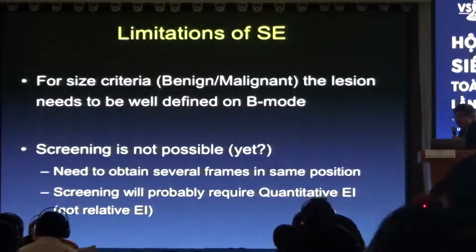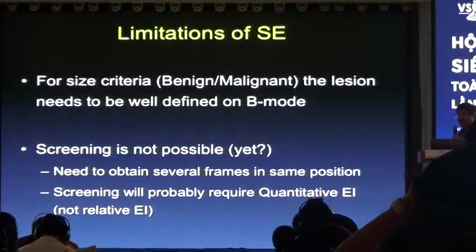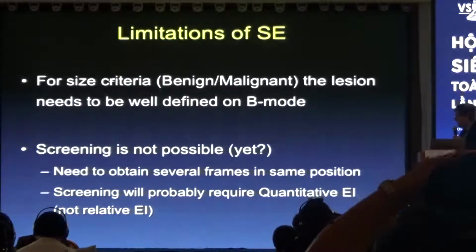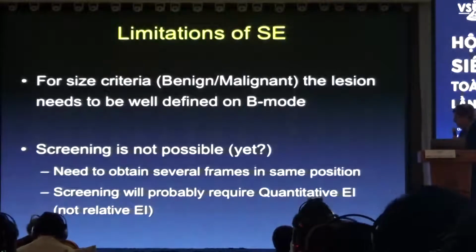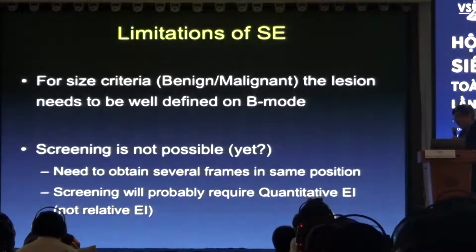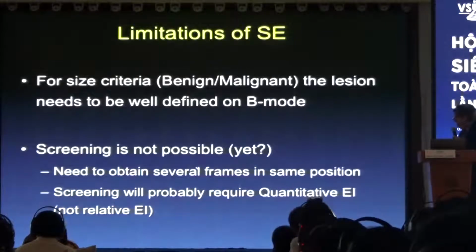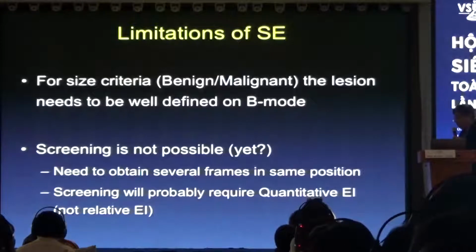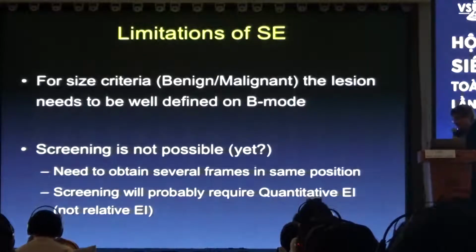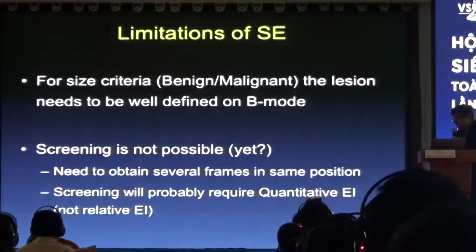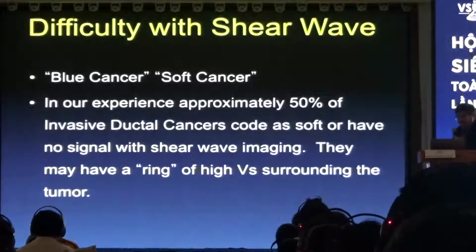And oftentimes with DCIS, or invasive lobular cancer, we don't see the lesion very well on B mode, and therefore we sometimes can't use this. And we'll talk about using shear wave in conjunction with this to help this out. And we'll probably never be able to do screening with strain imaging because it's relative. So there's no way we can do that. Maybe with shear wave elastography, where we get the absolute values, if we can do it in a reasonable amount of time. Right now, it just takes too long to do that.